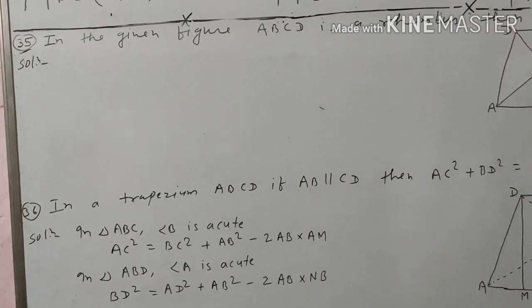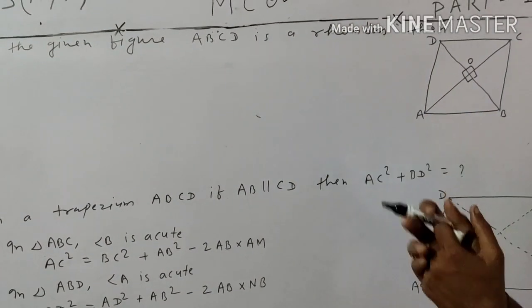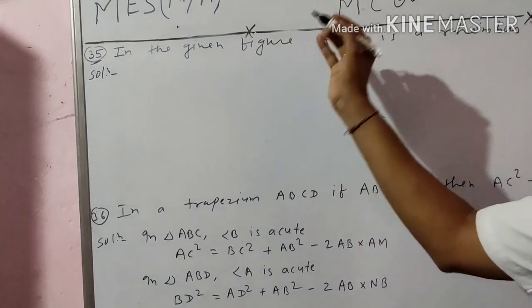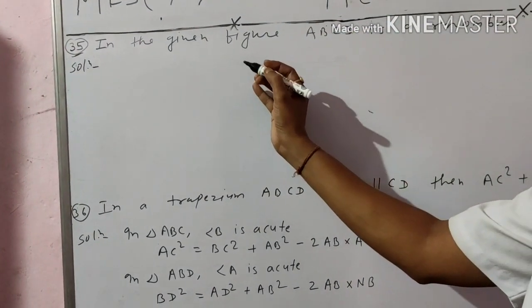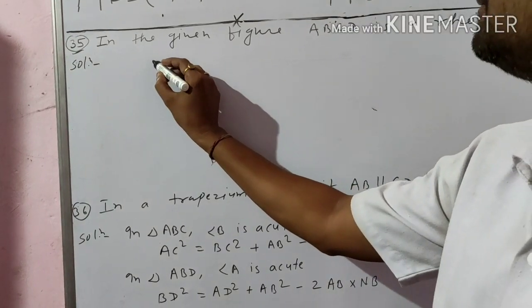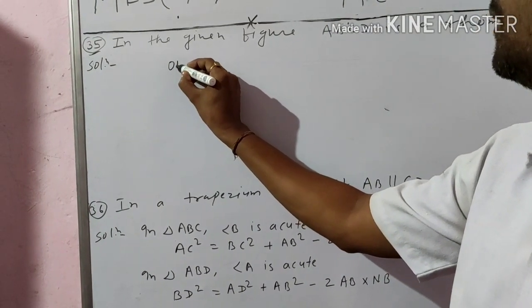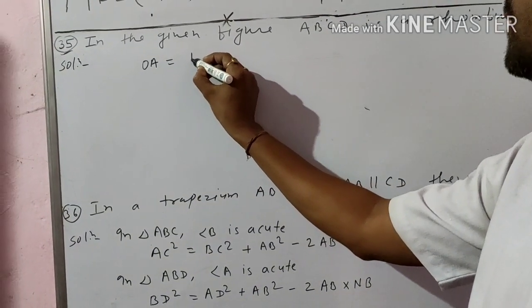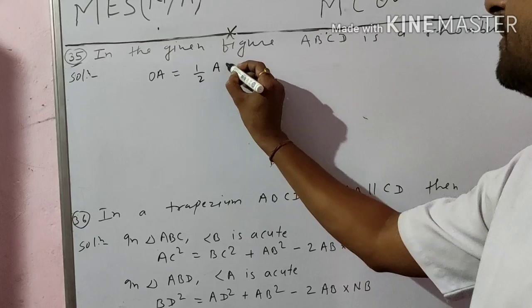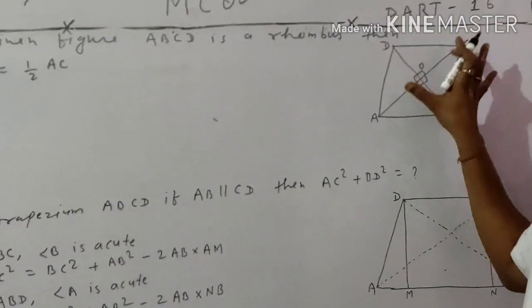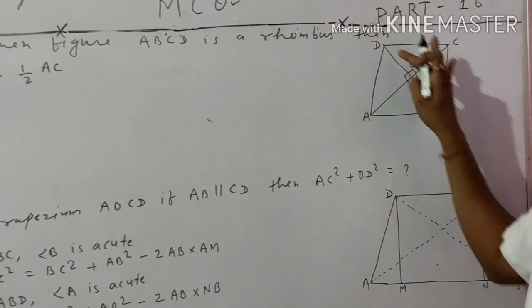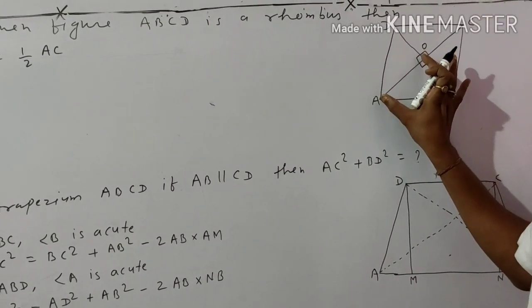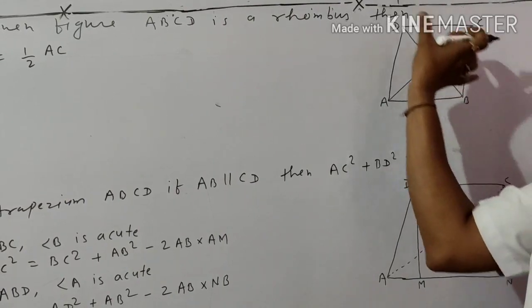Okay. Then what is the relation? Four relations are given here, student. What is the relation between them? Okay. So we can say here OA is equal to 1 by 2 AC. We know that the diagonals of a rhombus bisect each other. That means OA is equal to OC and OB is equal to OD.